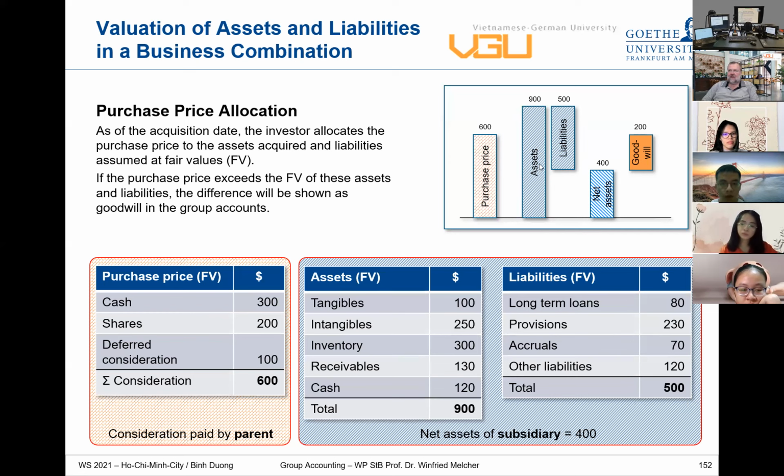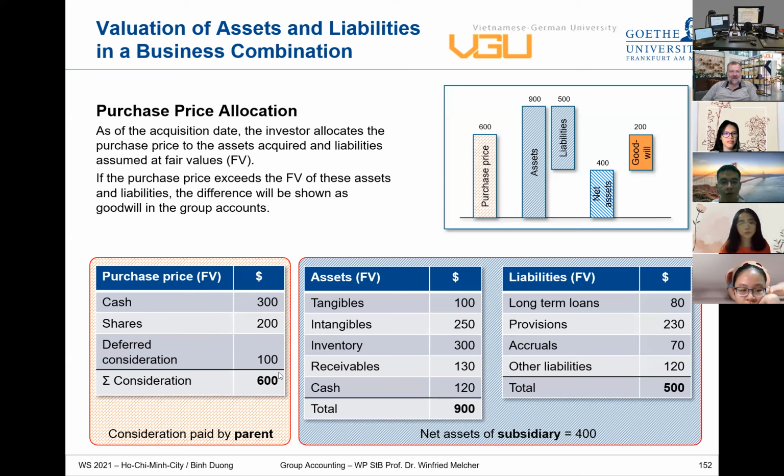Now, what did the company pay? Well, they paid in cash 300, they issued shares of 200, and they had some deferred consideration, not to make it too complicated. So all in all, the purchase price is 600. And again, that is also a fair value because you would also value those considerations at fair value.